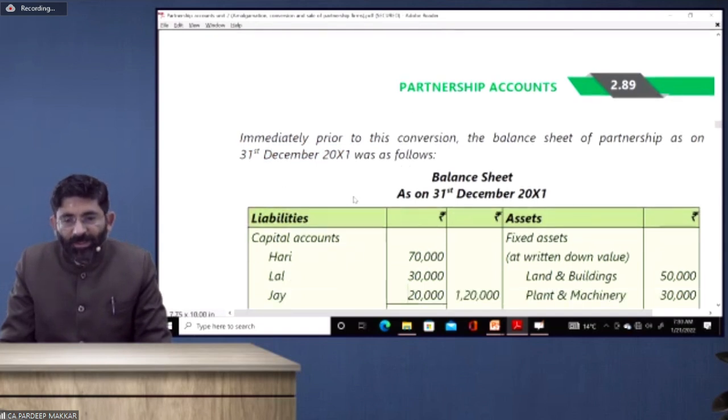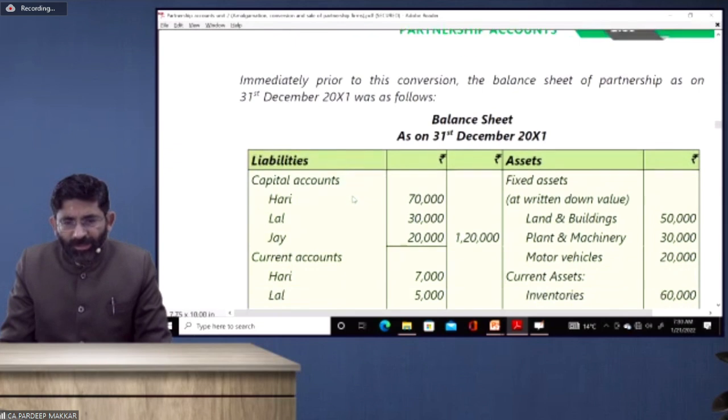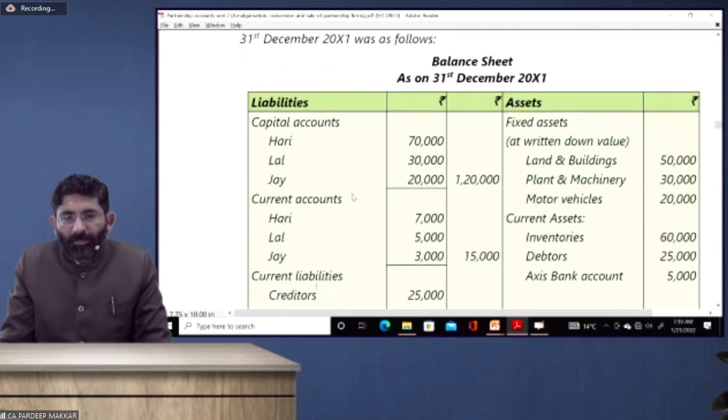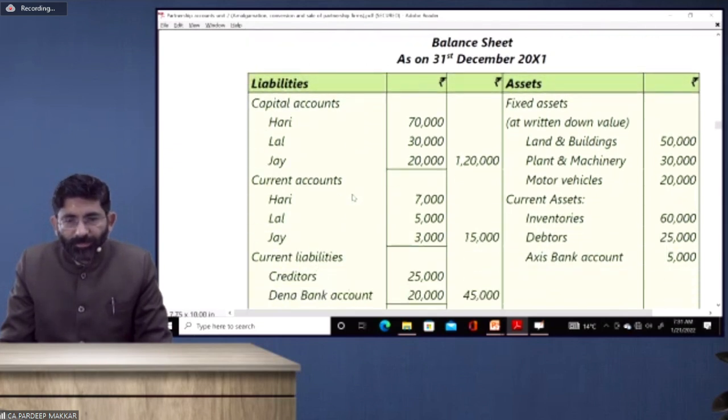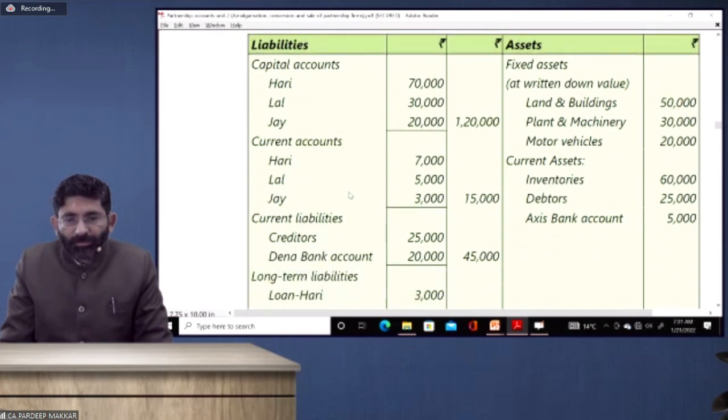Balance sheet as at 31st of December, very easy, really very easy. Just try to understand this. Balance sheet as on 31st December 2011 is given to you. In this, capital account and current account both are given to you. As we know, when current account is given to you, all adjustments are to be made in current account, and finally the balance is transferred to capital account.